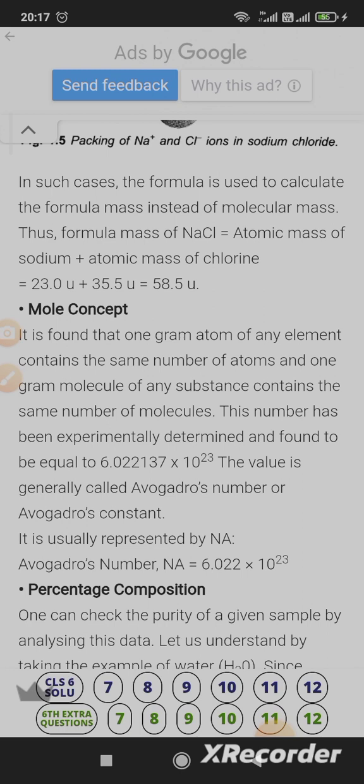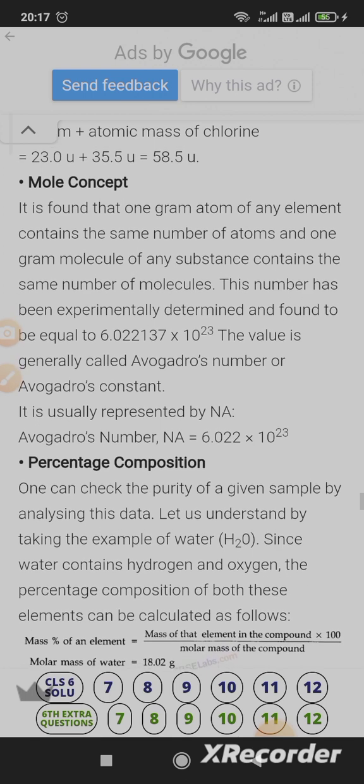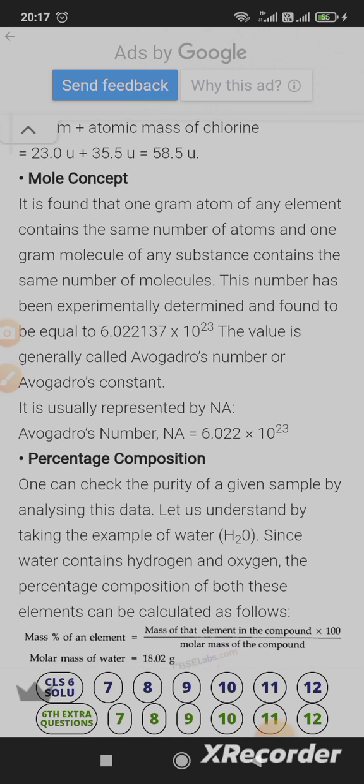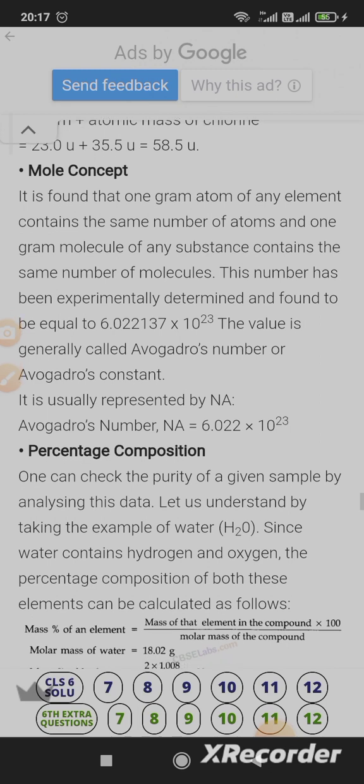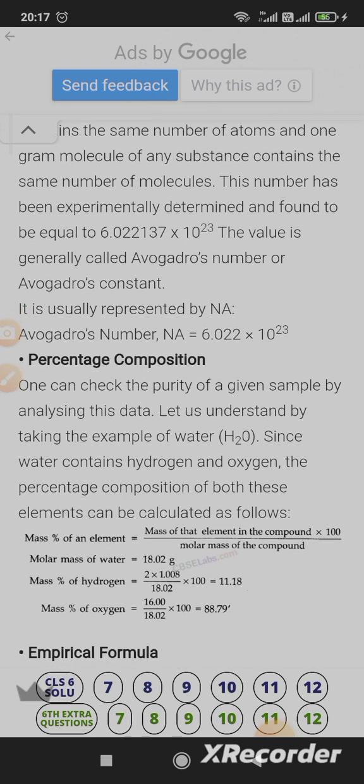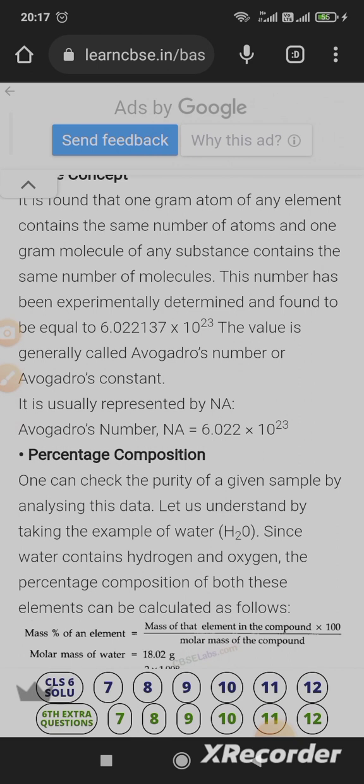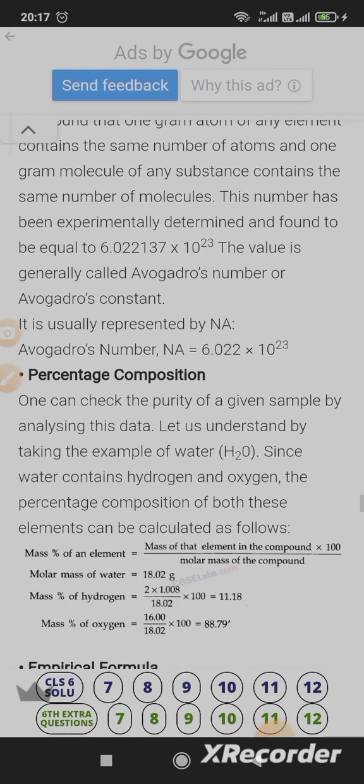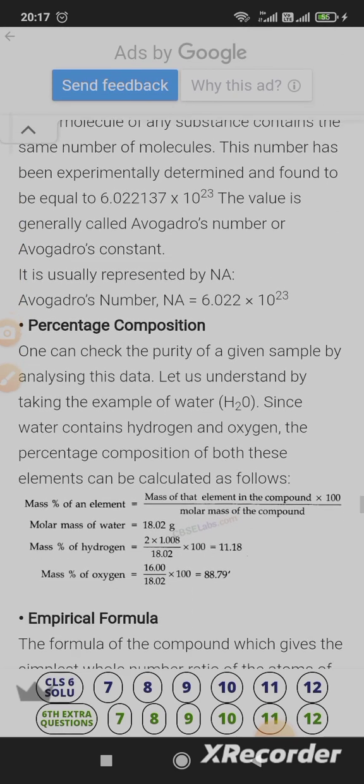Mole concept. It is found that 1 gram atom of any element contains the same number of atoms, and 1 gram molecule of any substance contains the same number of molecules. This number has been experimentally determined and found to be equal to 6.022137 into 10 to the power 23. The value is generally called Avogadro's number or Avogadro's constant. It is usually represented by Na, 6.022 into 10 to the power 23.